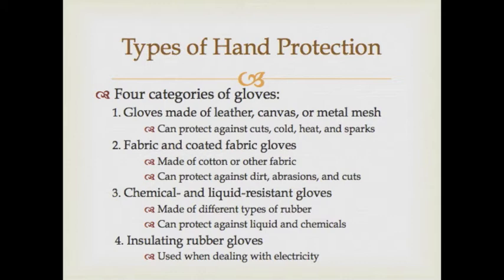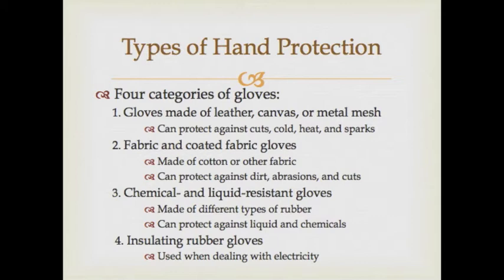The second category of gloves is made up of fabric and coated fabric gloves. These gloves are made of cotton or other fabrics to provide varying degrees of protection. Fabric gloves protect against dirt, slivers, chafing, and abrasions. They do not provide sufficient protection for use with rough, sharp, or heavy materials. Adding a plastic coating will strengthen some fabric gloves, and they will offer some slip-resistant qualities.